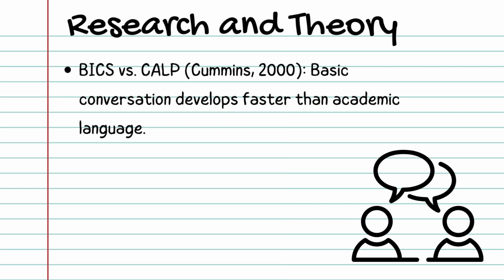That takes much longer. It often takes 5 to 7 years. It includes the vocabulary used in textbooks, assessments, and formal writing. Words like analyze, predict, justify are examples of academic language. That's why our vocabulary instruction must be explicit, visual, repetitive, and rich in context. Students need to hear, see, say, and use new words multiple times in multiple ways to truly internalize them.